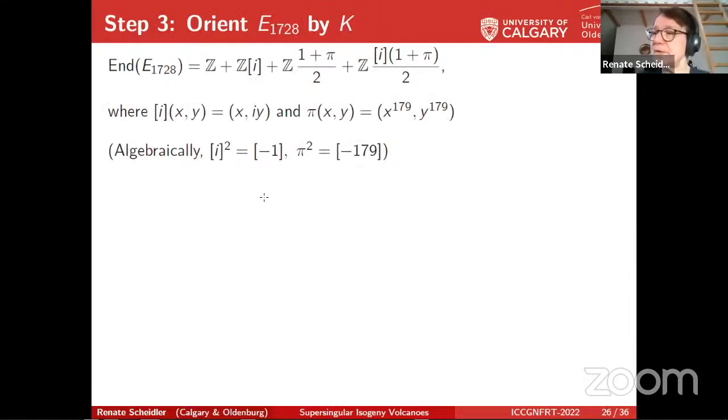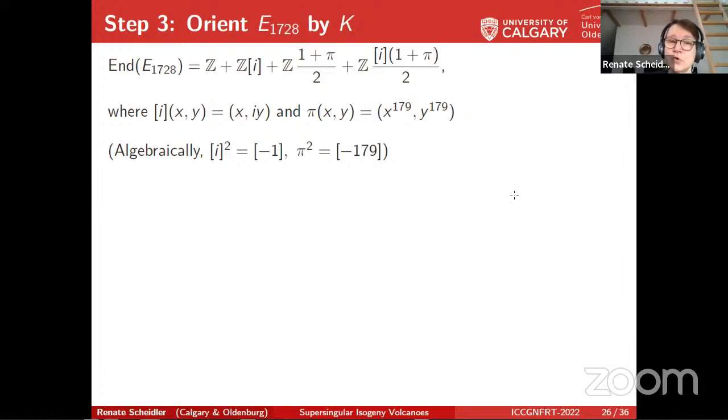Now we need to walk up from the other elliptic curve. And remember, this is an elliptic curve that had to have known endomorphism ring. A basis is given by 1, I, (1 plus pi) over 2, and I times (1 plus pi) over 2, where I is this endomorphism. It maps x to iy. I is the square root of -1, and pi is Frobenius. Algebraically, I squared is multiplication by -1, pi squared is multiplication by our prime -179. This is true for any prime. This is what the endomorphism ring of this curve always looks like. So that's our known endomorphism ring.